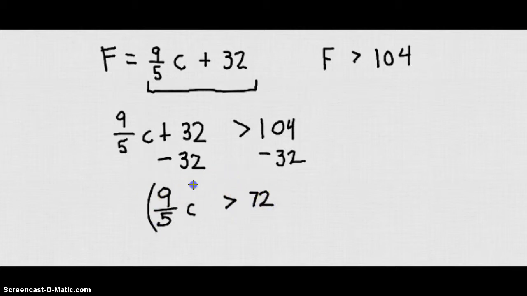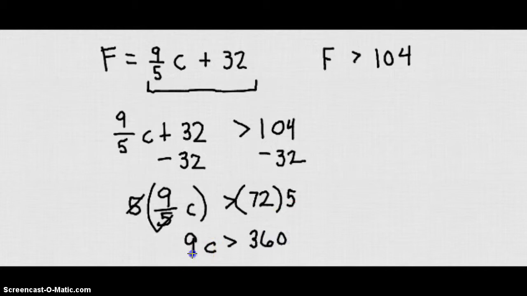Now I'm going to multiply both sides by 5, and I'm getting 9c is greater than 360. Now I'm going to divide both sides by 9, and I'm going to get c is greater than 40. So if the Fahrenheit temperature is greater than 104, that means the Celsius temperature has to be greater than 40.